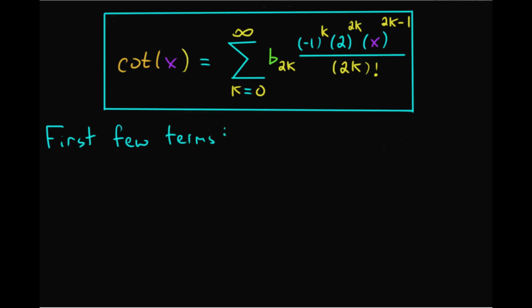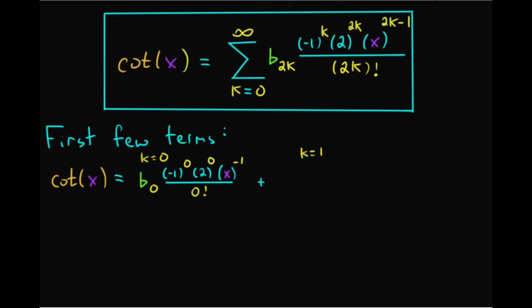And just to give you all a sense of what this expression looks like, let's just work out the first few terms of cotangent of x. So we'll have that cotangent of x equals, first letting k equals 0, b sub 0 times negative 1 to the 0 times 2 to the 0 times x to the negative 1 all over 0 factorial.